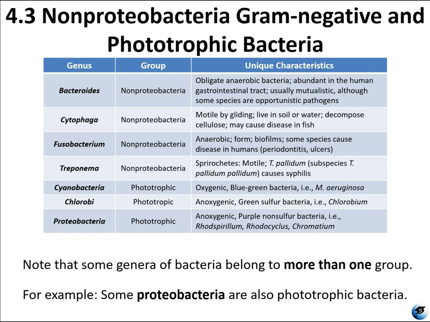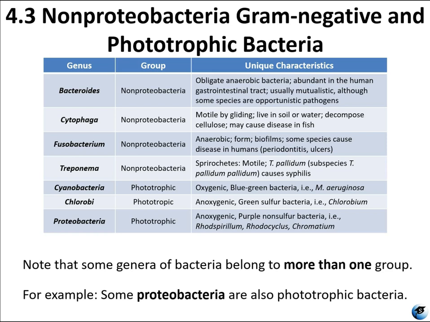Cyanobacteria is a phototrophic bacteria. He's oxygenic and is one of the blue-green bacteria. An example is M. aeruginosa. Then you have Chlorobi. He is a phototrophic anoxygenic green sulfur bacteria. Then you have Chloroflexi, which is anoxygenic and another green sulfur bacteria. And then purple non-sulfur bacteria.